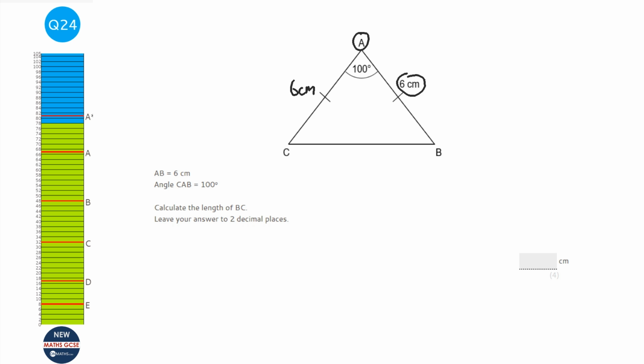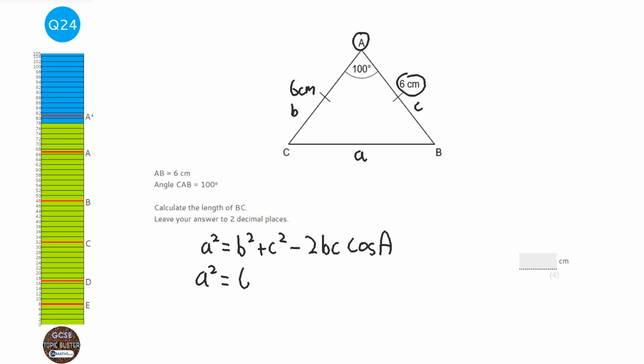Well, that's a bit of a hint that it wants you to use cosine rule, and so I'm going to call this one little a, this one little b, and this one little c. So the cosine rule says that a squared equals b squared plus c squared minus 2bc cos A. And any capital letters are angles, and any lowercase are always lengths. So a squared is going to be 6 squared plus 6 squared minus 2 times 6 times 6 times cos 100.